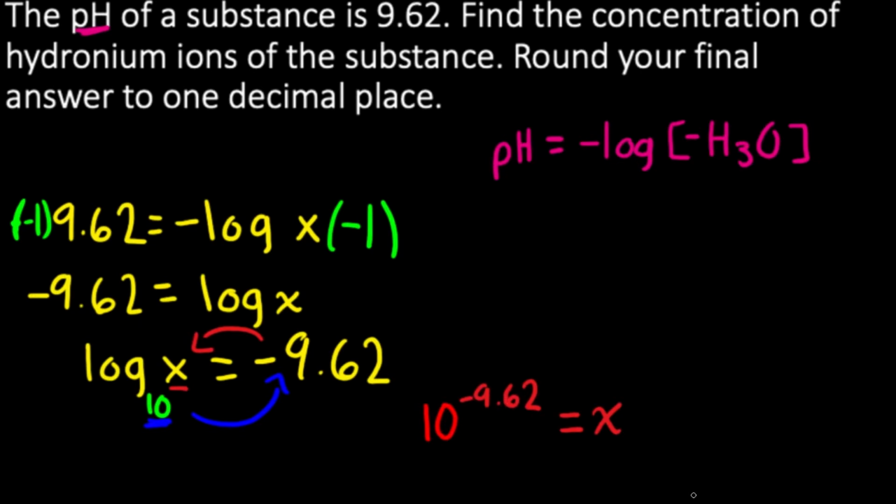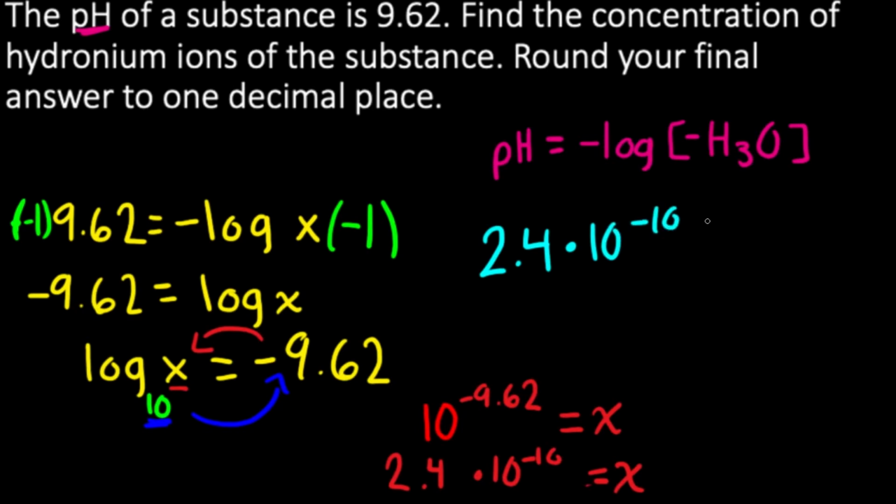So finally, you want to plug that expression into your calculator and figure out what x is. So 10 to the negative 9.62 power, and rounded to 1 decimal place, the value is 2.4 times 10 to the negative 10 power equals x. So the concentration of hydronium ions is 2.4 times 10 to the negative 10 molar.